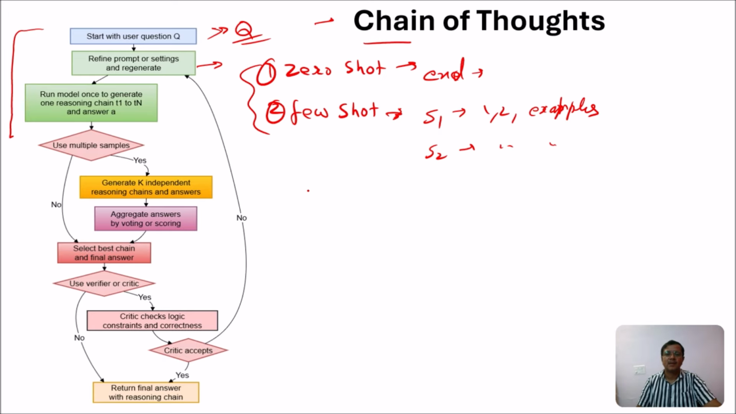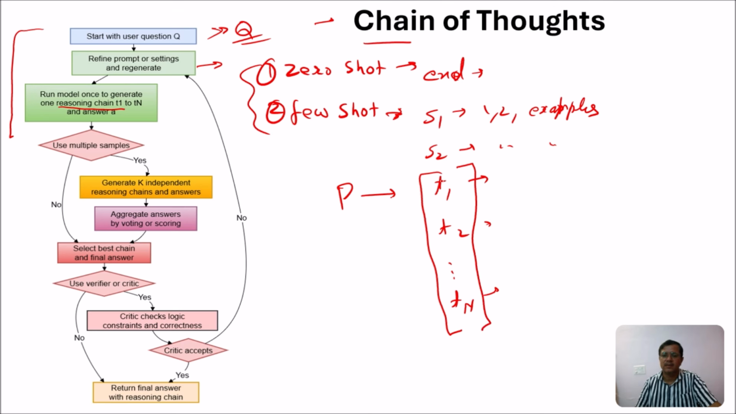After that, suppose for our problem we divided it into reasoning chains. So suppose we have a complex problem, and we divided it into some reasoning chains. That reasoning chain contains, suppose, T1, T2, Tn prompts, and this is one reasoning chain to solve this problem. Once this reasoning chain executes, we will get the answer. So this is the setup.